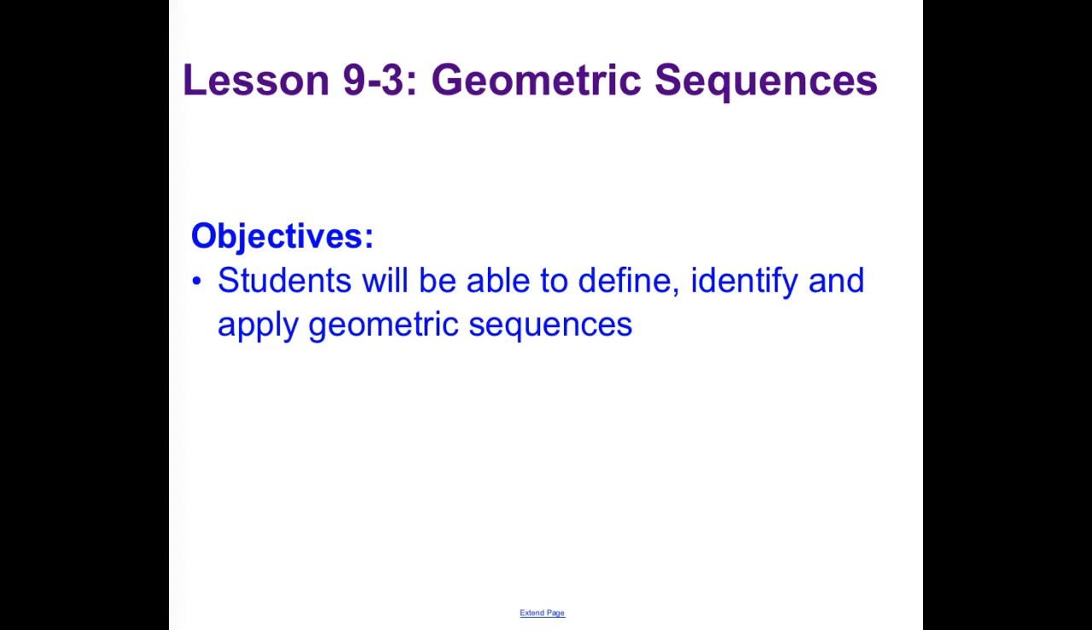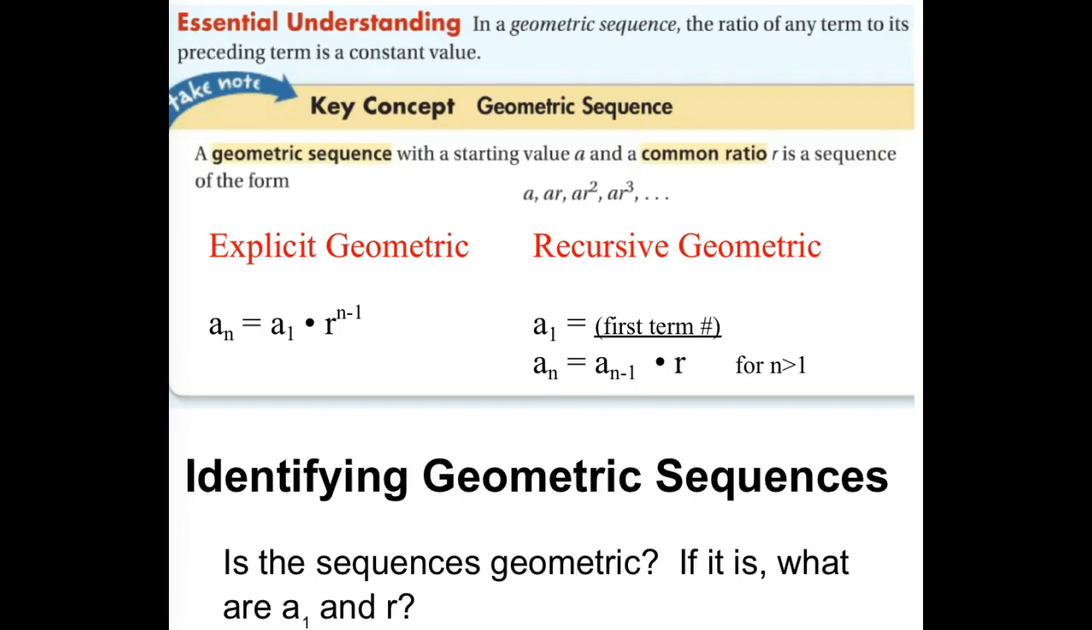Okay? Shifting to geometric ones, we're going to look at being able to define, identify, and apply those. So what makes something a geometric sequence instead is that you're using multiplication or division. So arithmetic, you're adding and subtracting. Geometric, you're multiplying or dividing. And remember, dividing is the same as multiplying by a fraction, right? So we typically say arithmetic is adding, geometric is multiplying.